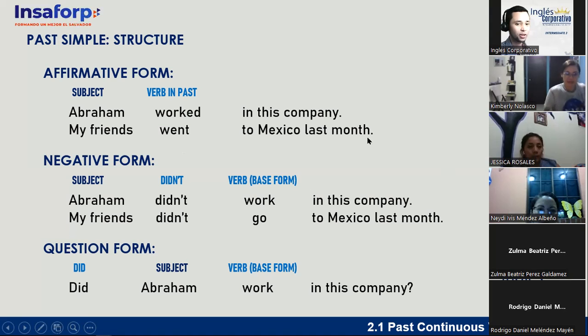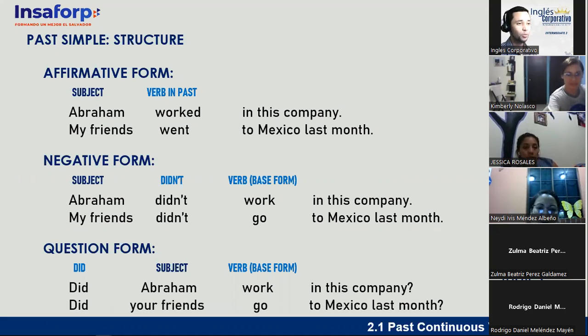Volunteer for the last one. My friends went to Mexico last month. To make it sound logical, let's change it to your friends. Otherwise, you are asking yourself. What is the question form? Somebody, please. Okay, Kimberly wants to participate again. All right, Kimberly. Did your friends go to Mexico last month? That is correct. Good. You use did, the auxiliary, then the subject, your friends, then the verb in base form, and then the rest, to Mexico last month, and you finish with a question mark.